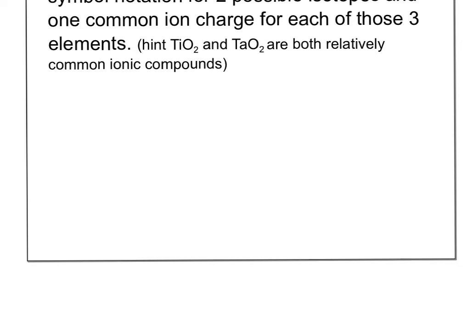So first, let's look at the hint. I'm telling you that TiO2 is a common compound. The reason I'm telling you that is because I don't know the charge of titanium just by looking at the periodic table. But I do know ionic compounds are trading electrons, one's giving and one's taking. And I do know that oxygen is always -2.